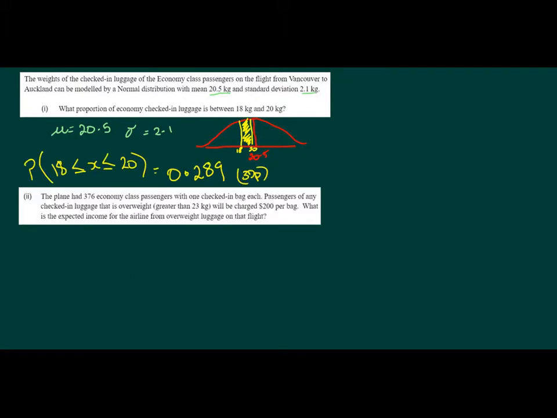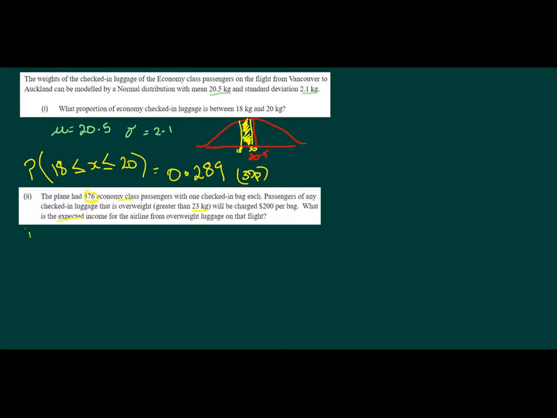For the next question, we've got a plane that has 376 economy class passengers, so we've got ourselves a quantity there, with one checked-in bag each. Passengers with any checked-in luggage that is overweight, so that is greater than 23 kilograms, will be charged $200 per bag. What is the expected income for the airline from overweight luggage on this flight?